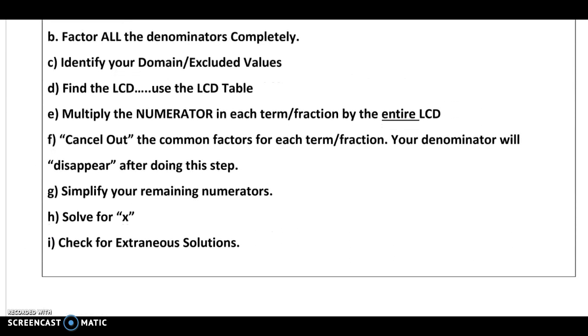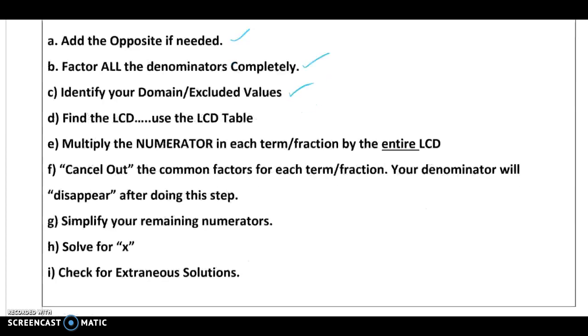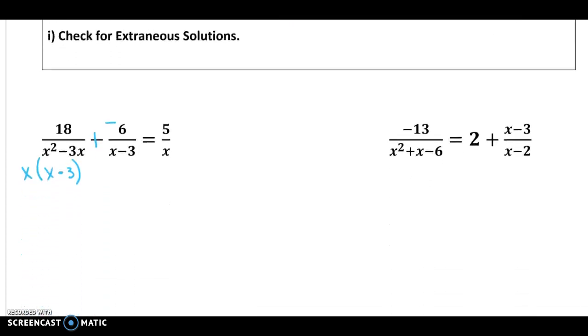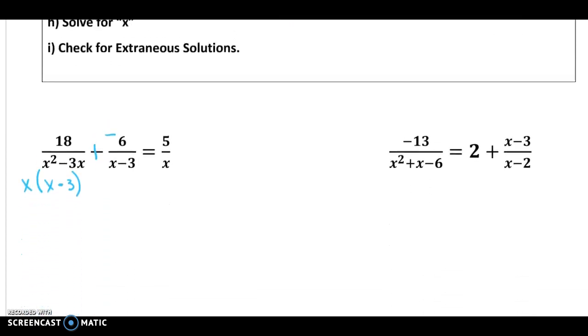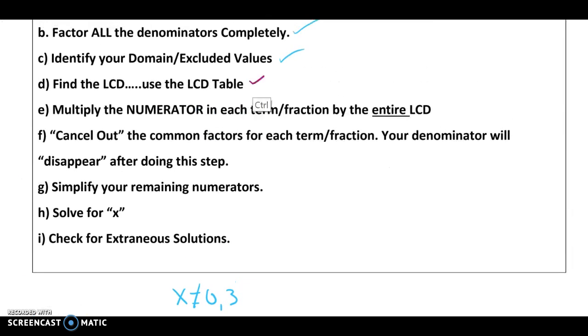What I should do now is identify the domain and the excluded values. And we always do that in factored form because it's easier to see what would make it 0. So far, I would not pick 0 for this or this, and I wouldn't pick 3. Okay? So now the next step is I'm going to be finding the least common denominator.